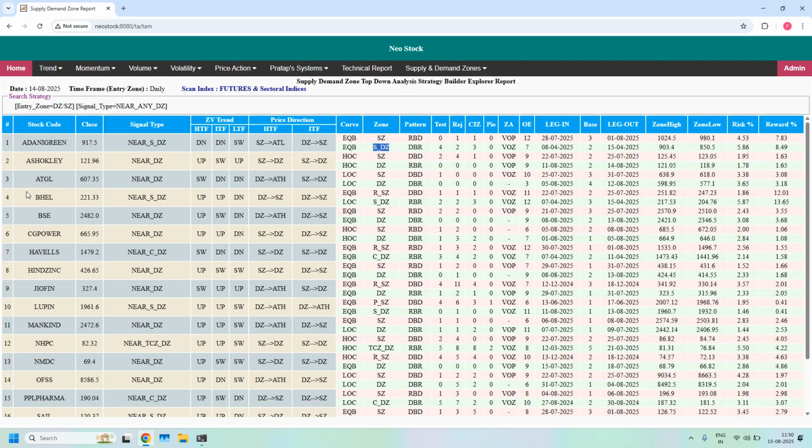The first one is Adani Green, which is having a daily high liquidity demand zone. Next, BHEL is having a daily high liquidity demand zone. And then we have Havells having a daily high liquidity demand zone. It is also having a daily high liquidity supply zone. That is the reason why on either side you may get trade opportunities.